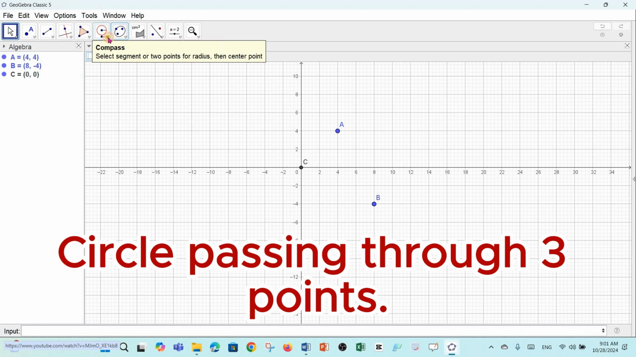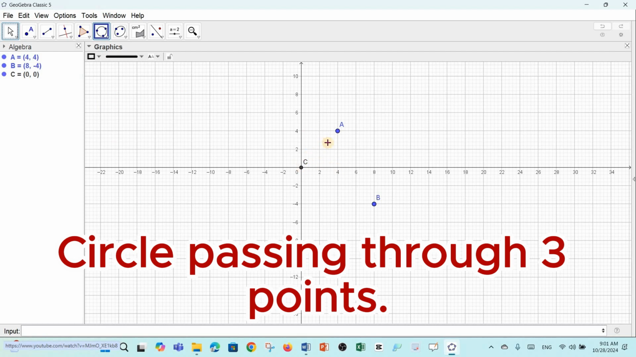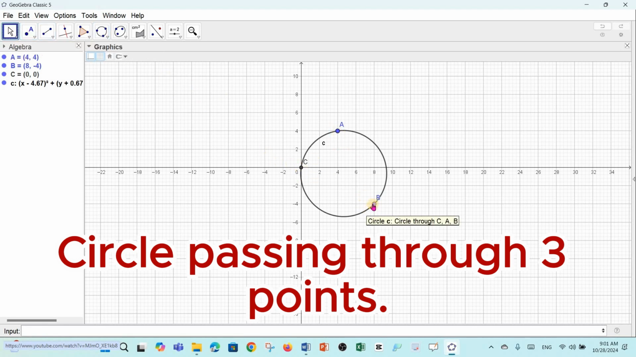Now if we want a circle passing through 3 points, then we have to select the fourth tool, circle through 3 points. Then let's click on the 3 points one by one. Yeah, there is a circle passing through 3 points: O 0, 0, A 4, 4, and B 8, minus 4, like this.